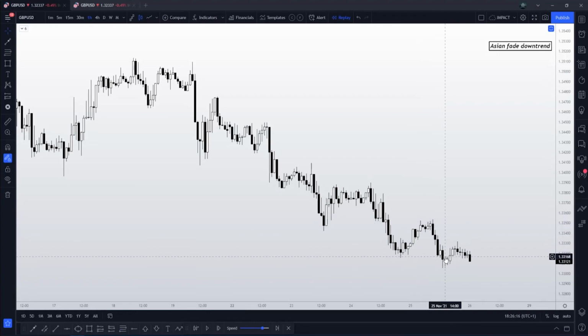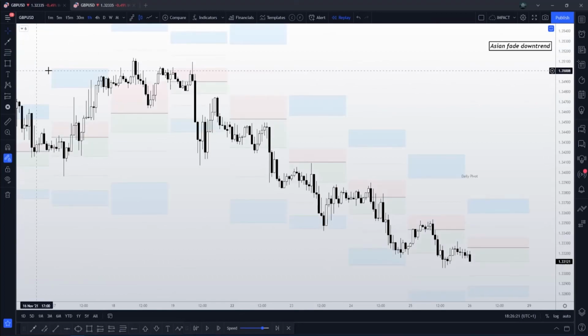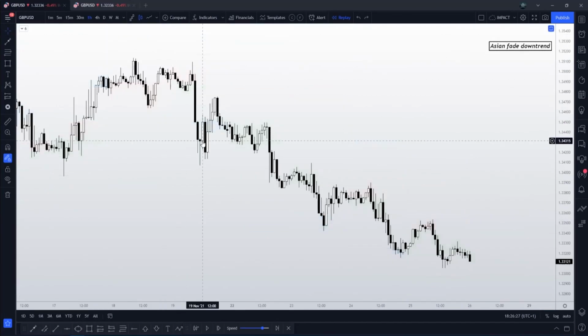Now just because it's beautiful to see, let's plot our pivot points on there just for a sec and see how nice these red zones match. I love it. Okay, that was the Asian fade explained.